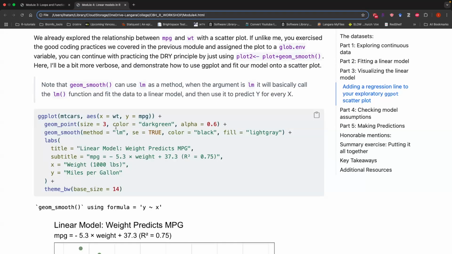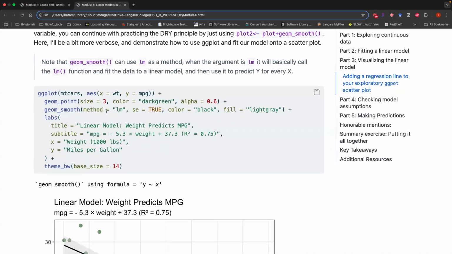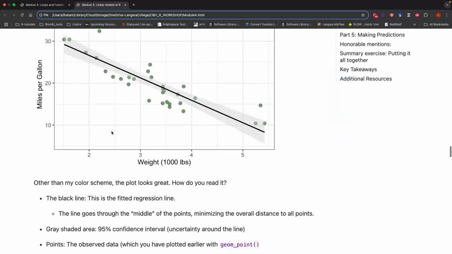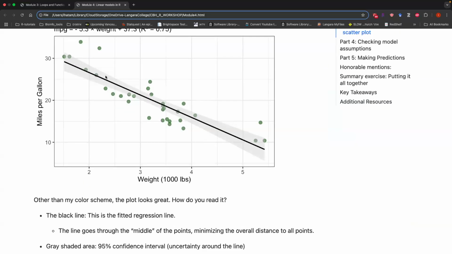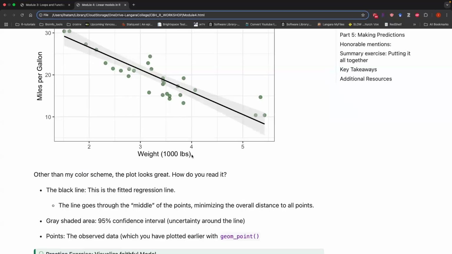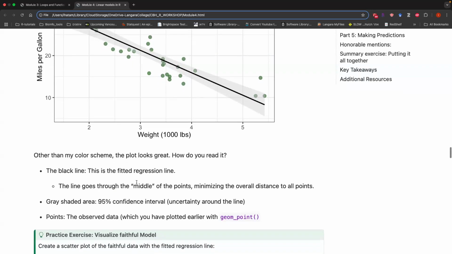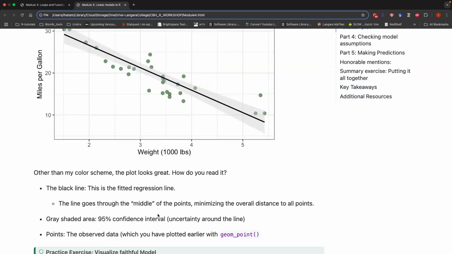Here's what we're doing. Again, we are plotting our scatter plot. This time we're coloring it slightly differently, and we're doing our geom_smooth. The method of model that we want to use is lm, the linear model. We want to add standard error, and everything else doesn't really matter. The labels we already know. So that's what we're seeing here. Here is our model graphed. The black line is our fitted regression line. The line goes through the quote-unquote middle of the points, minimizing the overall distances between all points. The gray shaded area is the 95% confidence interval.